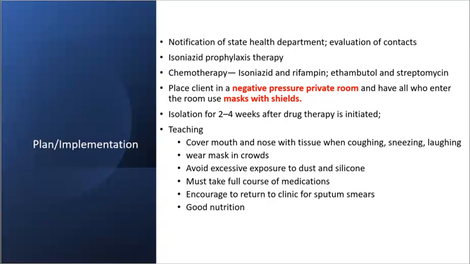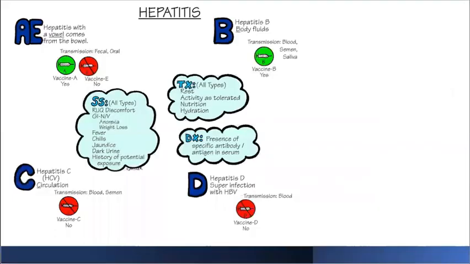As part of our evaluation, is the client compliant with the medication regimen? Has the spread of TB been prevented? So that will be part of our goals. Let's look at hepatitis. So with hepatitis, you're going to see acute inflammation of the liver, and it's going to result in cell damage from that liver cell degeneration and necrosis.